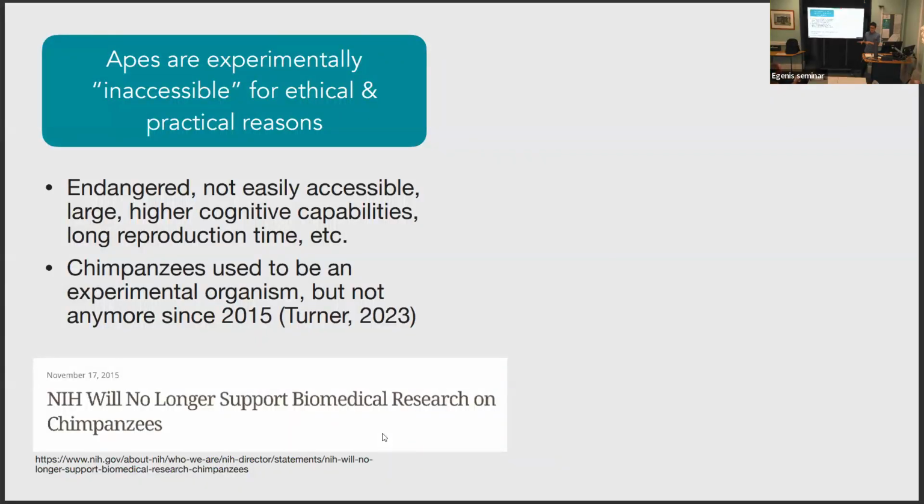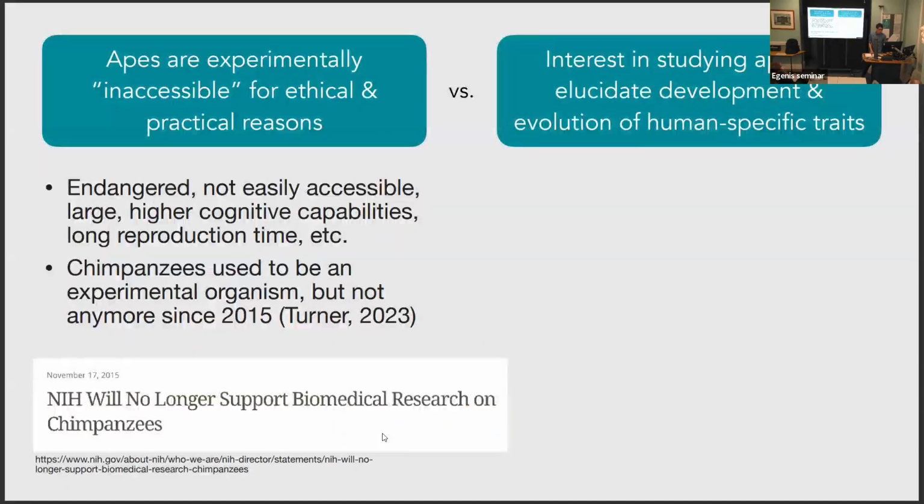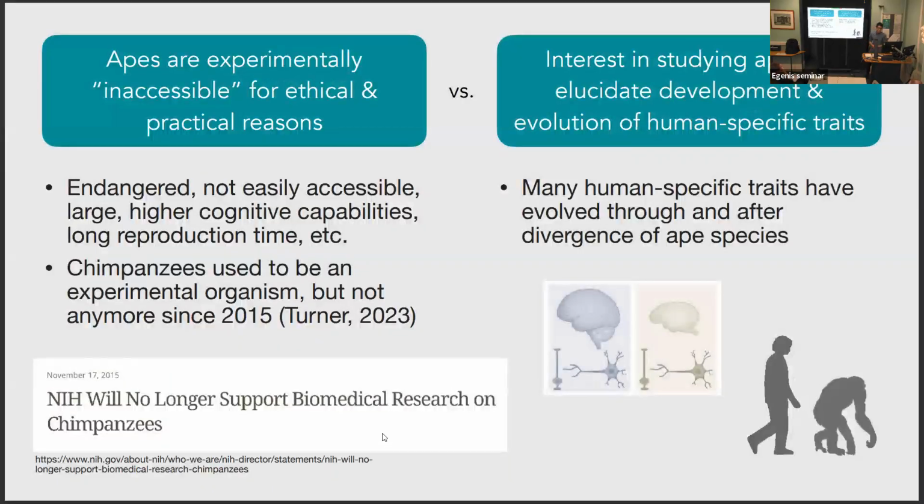So both ethically and practically, apes are not accessible targets. But at the same time, there is a good reason why many researchers would be interested in studying apes, because they are so close to us, obviously, and many human-specific traits that interest biologists and anthropologists have evolved through and after divergence of ape species.